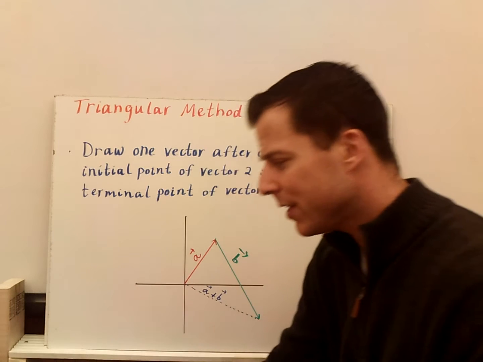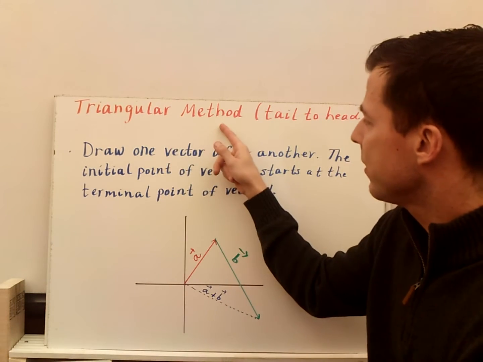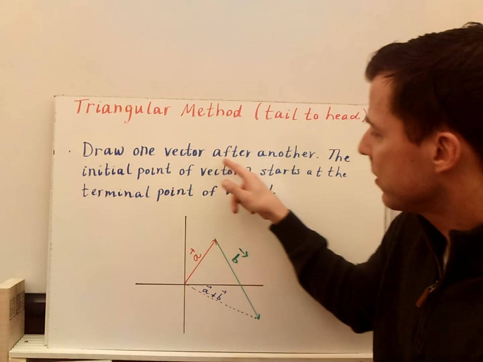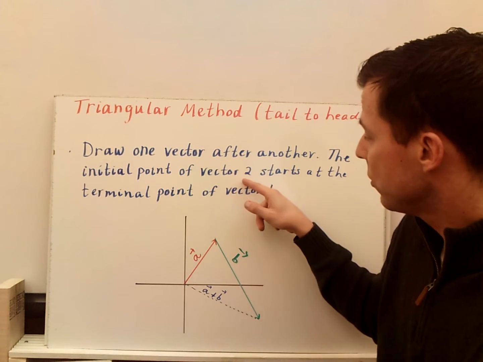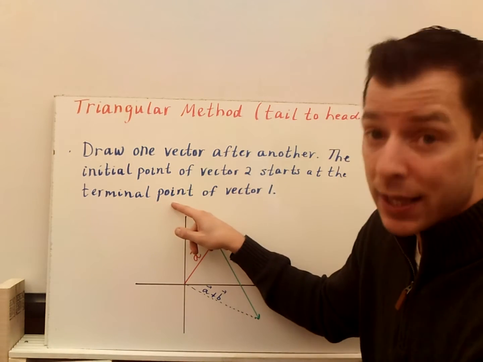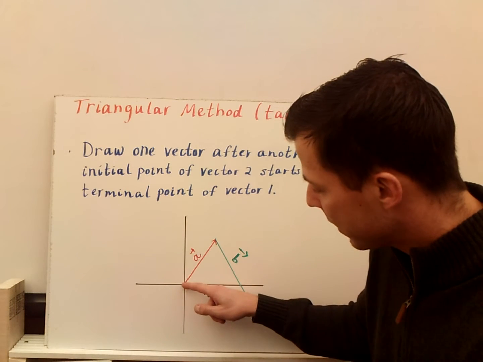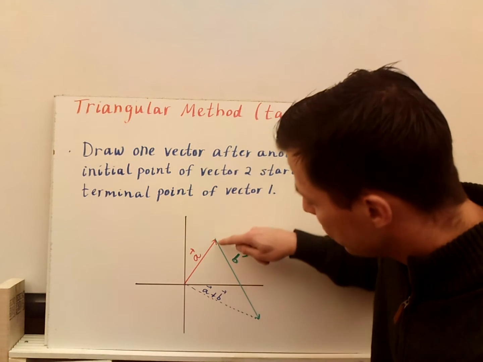So let's define what the triangular method and the parallelogram method are. The triangular method is called tail to head. You draw one vector after another. The initial point, which is the tail of vector 2, starts at the terminal point, the head, of vector 1. So here's the idea. Let's say I draw vector A. That means I'm going to start vector 2 at the head.